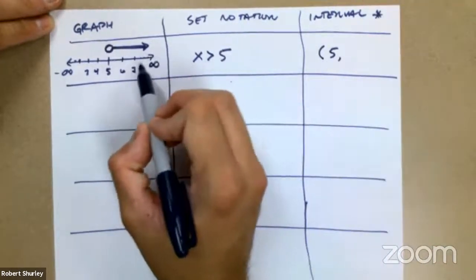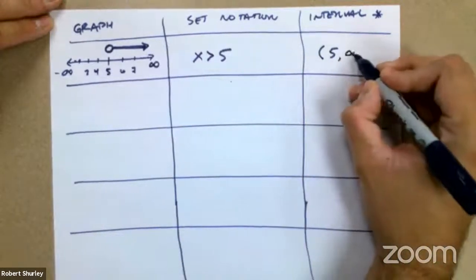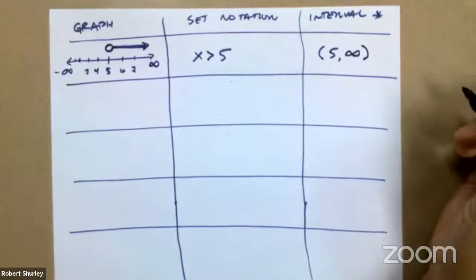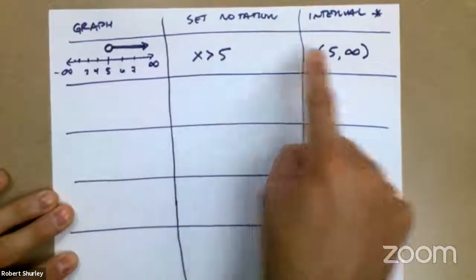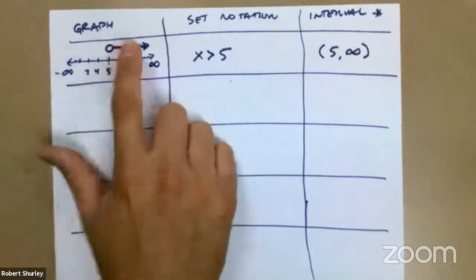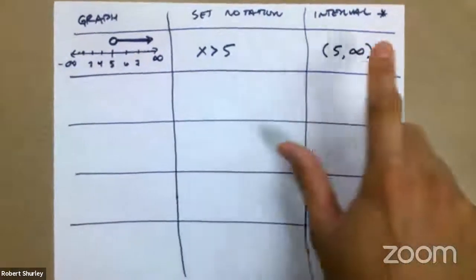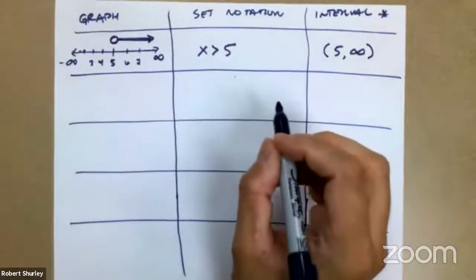And the largest it's going to be is infinity. It's going to go forever to the right. Infinities always get parentheses. So these three things mean the exact same solution, really solution set. They're the same solution. It's just three different ways to write it: the graph way, the set notation way, and then the interval, which is what we're going to use. So let's look at another one.